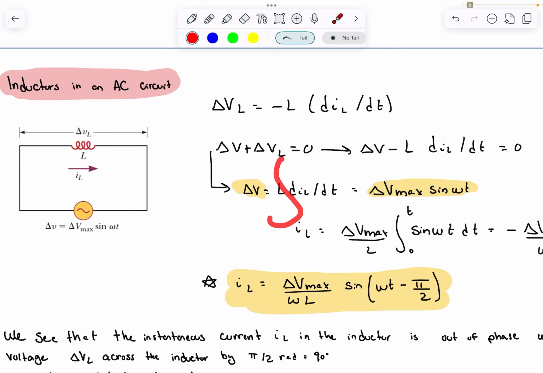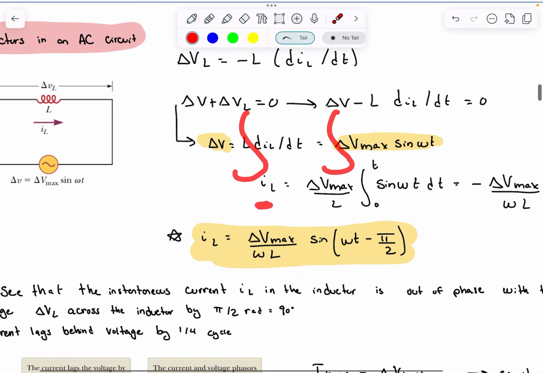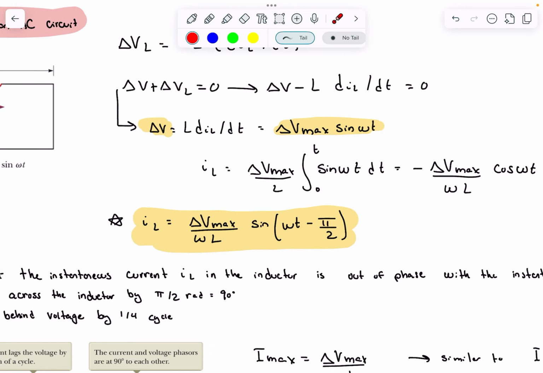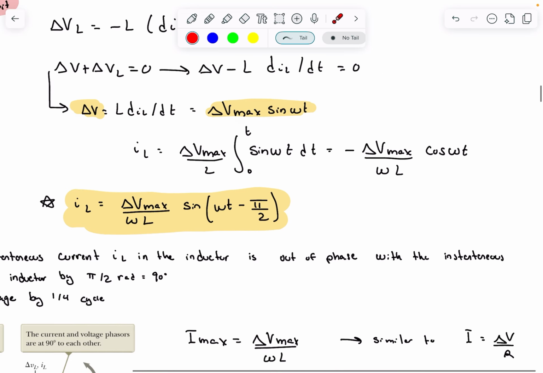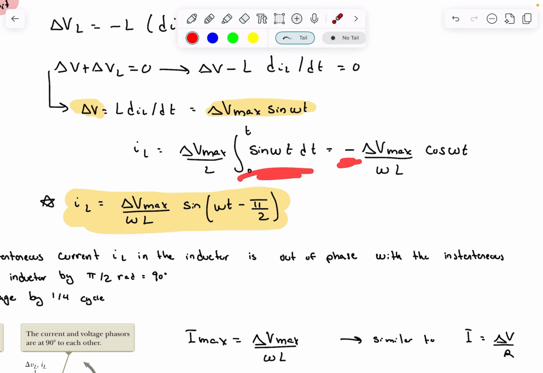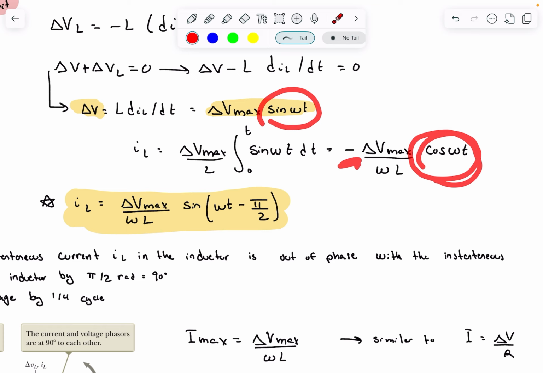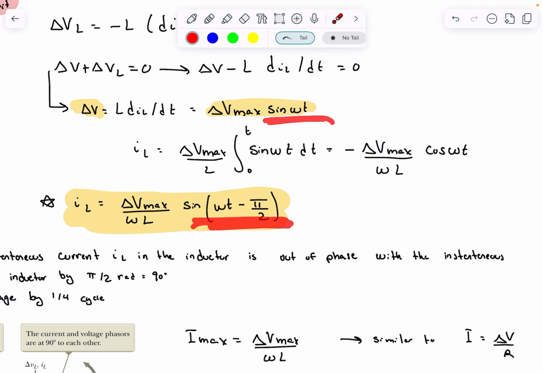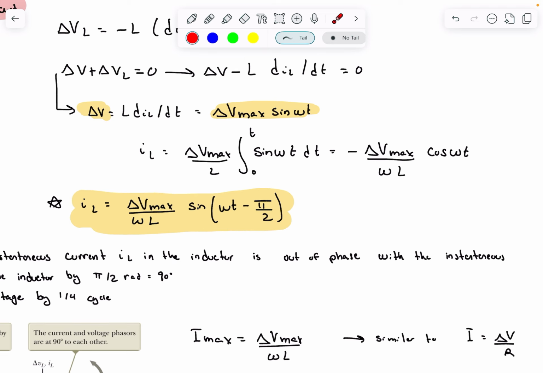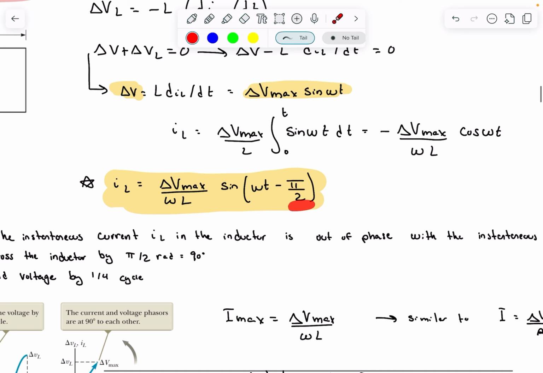To do that, we need to take the integral from both sides, and we get that the current is equal to delta V max over L integral sine omega t with respect to time. So then here we take this integral and we get negative cosine omega t. We want to be able to compare the current to the potential, so we're going to change this from cosine into sine. So negative cosine omega t is equal to sine omega t minus pi over 2. So then when we compare these two, we see that they are no longer in phase. They're out of phase by pi over 2 rad, or 90 degrees.